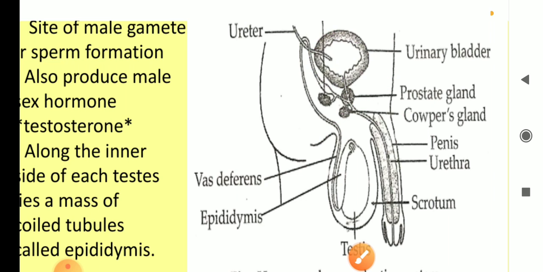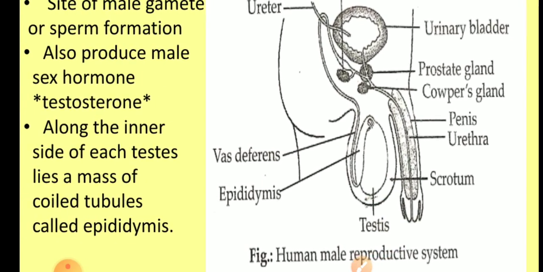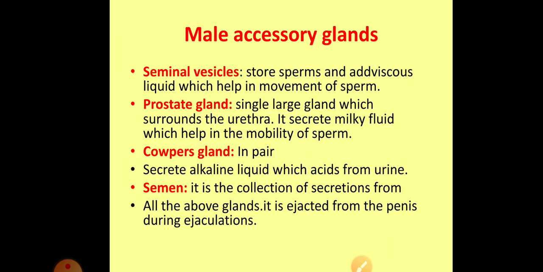Okay, now the liquid which comes out from the penis containing sperm is called the semen. It is a collection of the secretions from all the above glands, and it is ejected from the penis during ejaculation. Right? A single ejaculation may contain 200 to 300 million sperms.